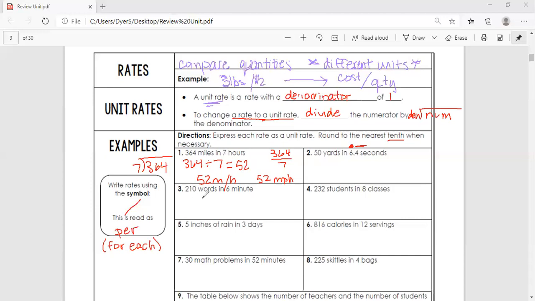All right, so the next one, 210 words in 6 minutes. So on your calculator, you would put it in like this.